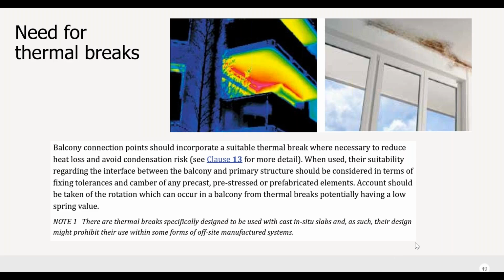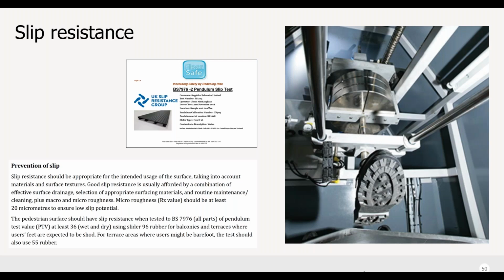Last but not least, the balcony standard touches on slip resistance, and there it gives some quite clear guidance as to not only the amount of resistance that is to be expected, but also even the type of rubber that's to be used in that test. These things weren't too clear before, so hopefully that guidance is useful. It touches on the need for cleaning, potentially to maintain that slip resistance throughout the service life of the balcony. And it also touches on slips, trips and falls.